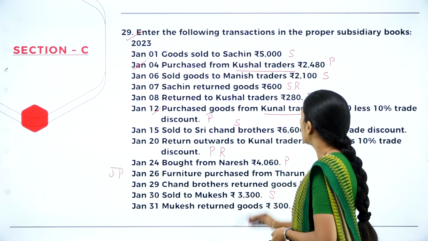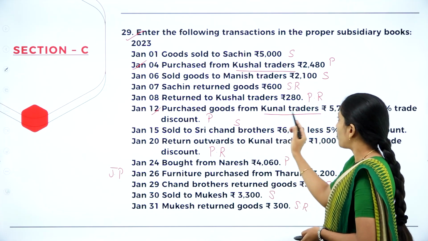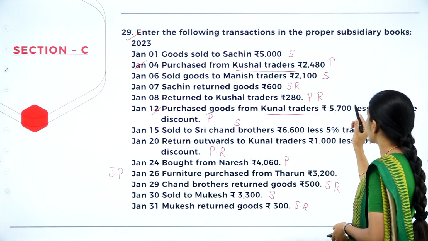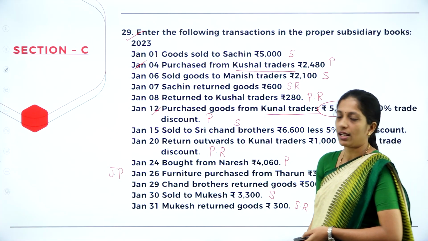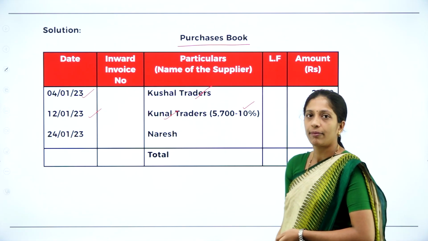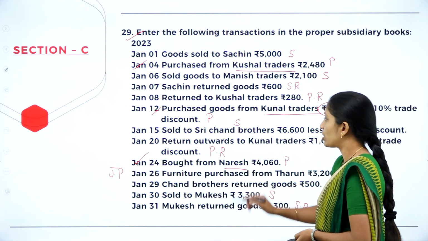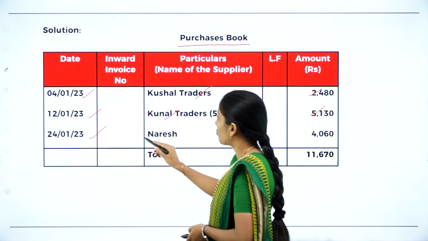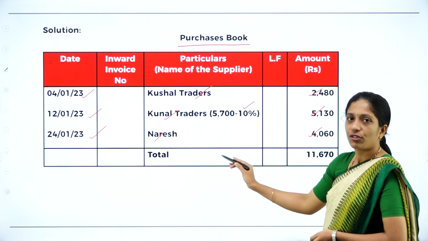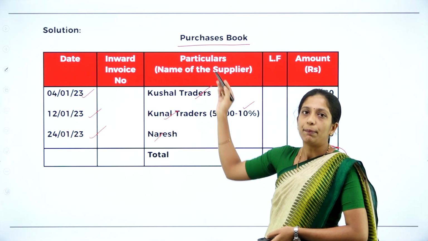You will write directly. Now coming to the next transaction, January 12th. The name of the supplier is Kunal Traders, and we have a trade discount: 5,700 minus 10%. So 5,700 minus 10% trade discount, we'll get 5,130. Now coming to the next transaction, January 24th, bought from Naresh. So you will write the date 24th, name of the supplier is Naresh, there is no trade discount, so I'll write the amount directly, 4,060. So if you total, how much will you get? That is 11,670. So this is the total of your purchases book.